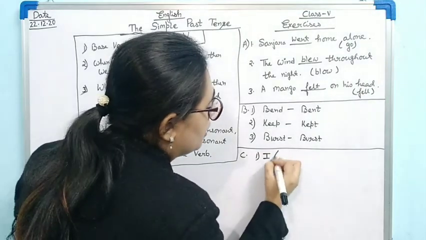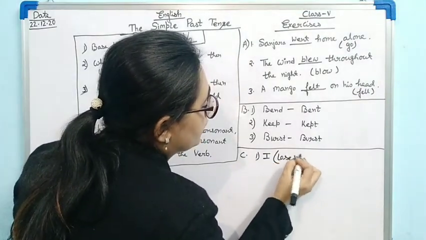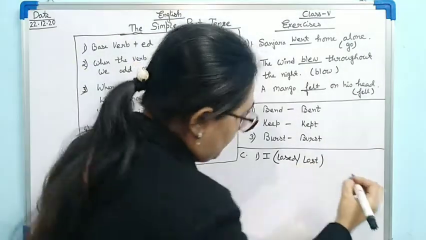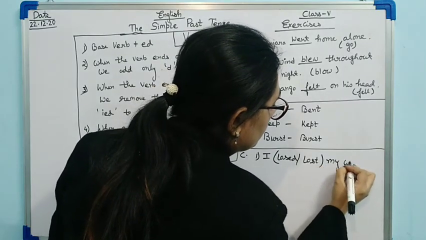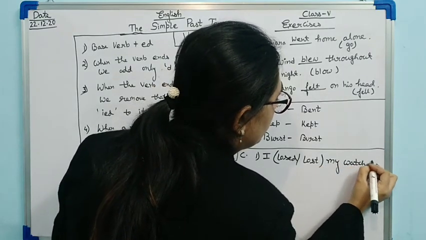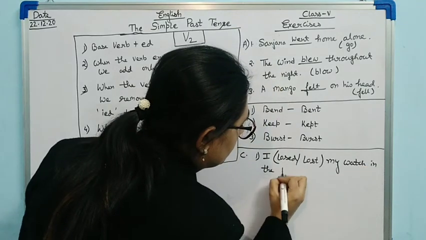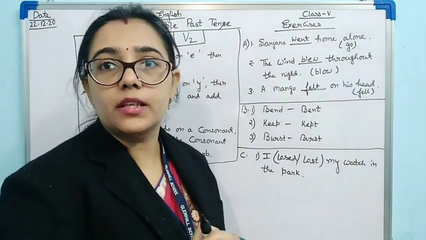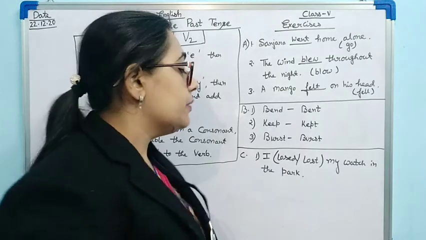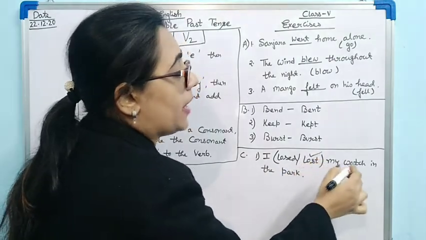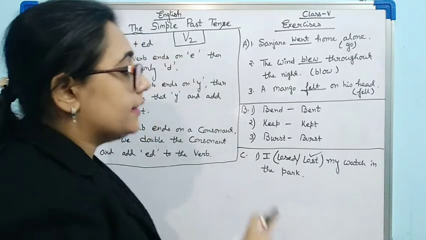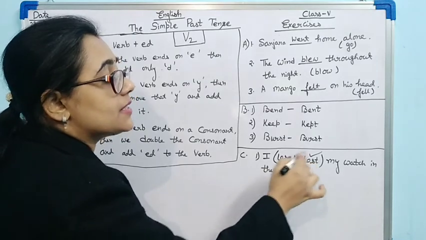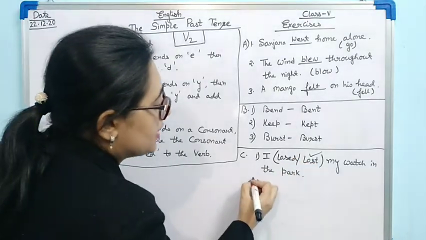What are the verbs given? L-O-S-E-D, and lost. My watch dash in the park. So there is no verb having L-O-S-E-D. The correct one will be: I lost my watch in the park. Like this you will solve it in your book. You will either put a tick mark on the correct answer or circle the correct one. Now the second sentence.